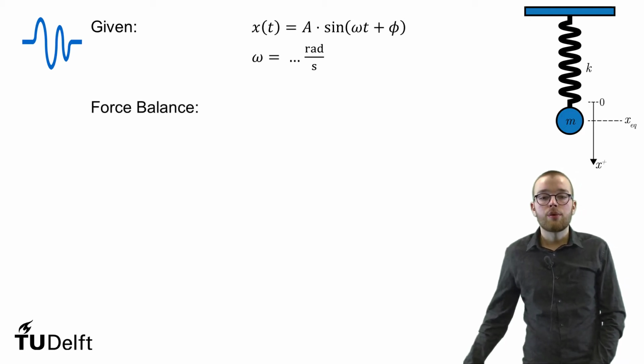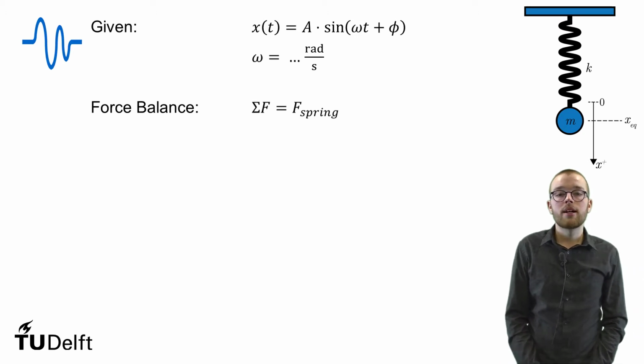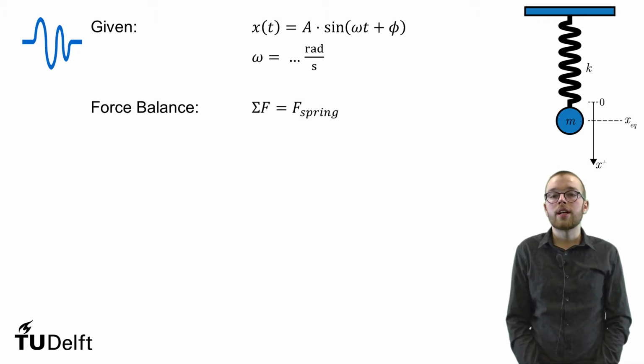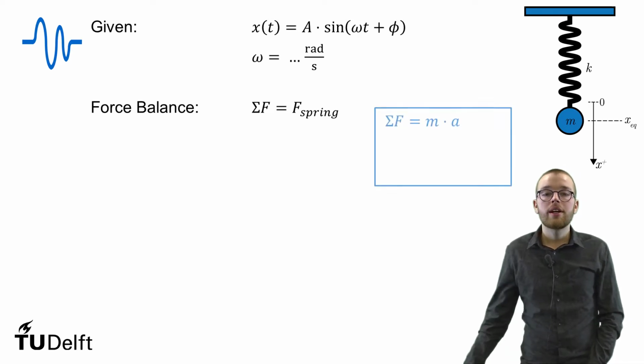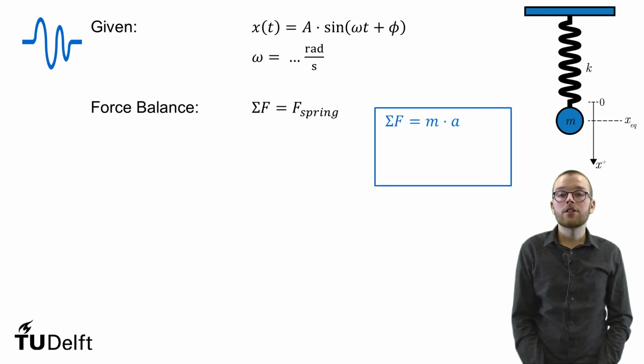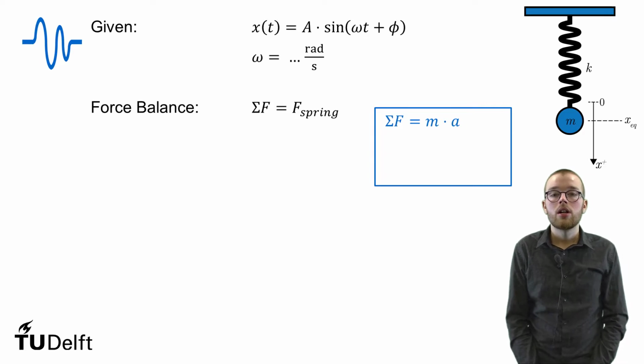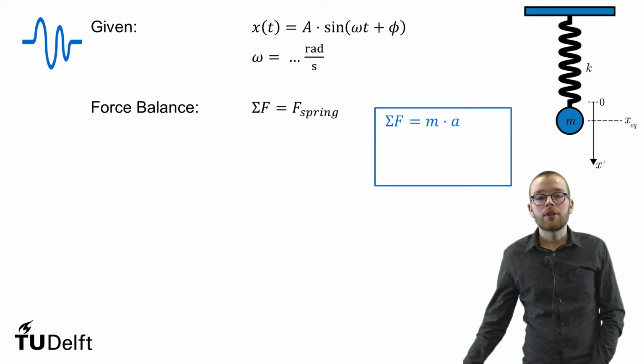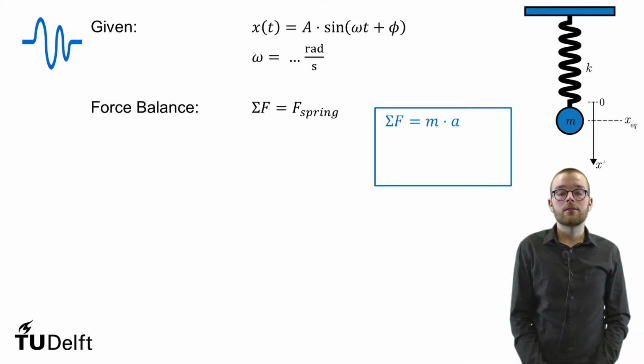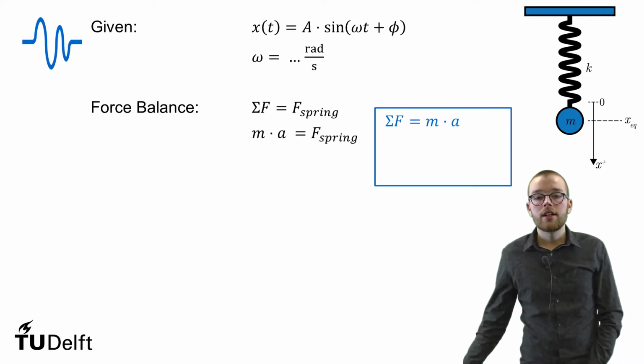Let's revisit the force balance of our system. On the left hand side of our force balance we have the sum of the forces or net force. On the right side we have the force of the spring. We can rewrite the left hand side of our equation using Newton's second law. The net force is given by the product of the mass times acceleration. The right side of our equation can be rewritten using Hooke's law.